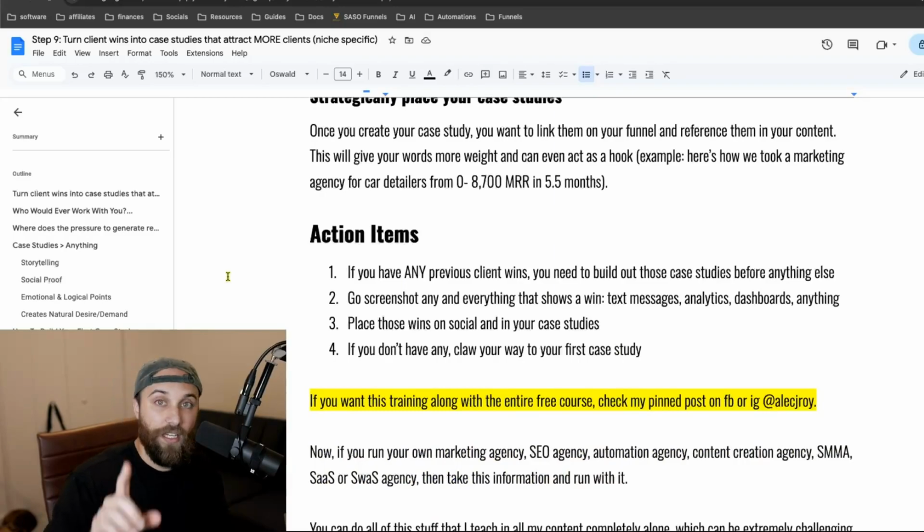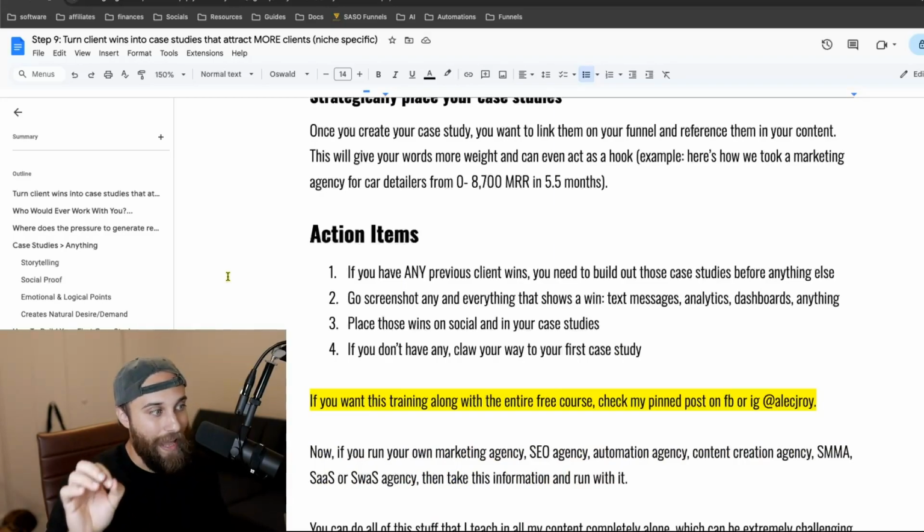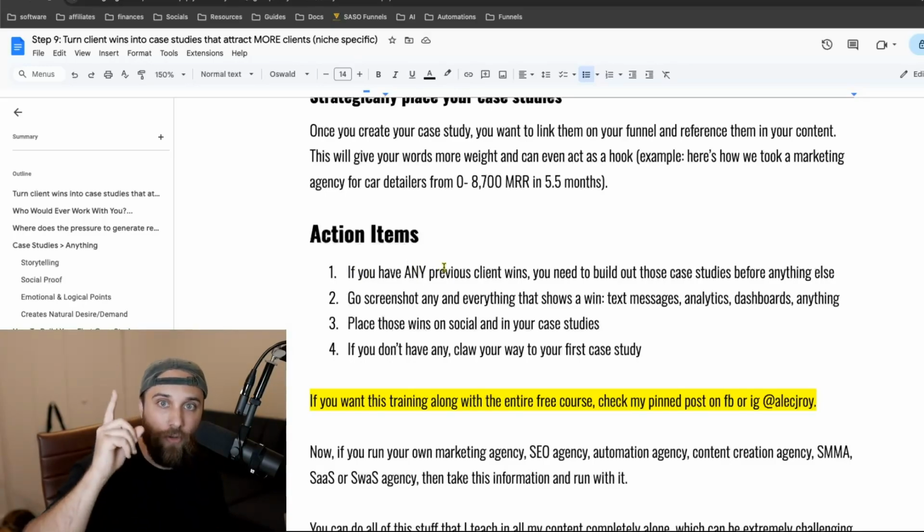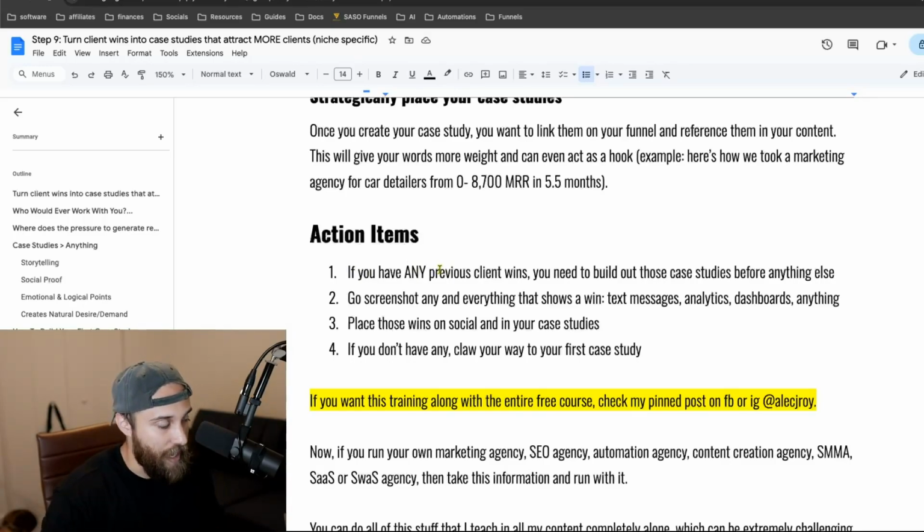Action items. Pay attention. If you have any previous client wins, you need to go and build those case studies right away. If you cannot interview them, that's fine. Type it up and basically explain the situation. But you need to do this. If you're thinking, by the way, oh, he said I could type it up so I can skip the interview, no, you're wrong. Stop. If you can have the interview, have the interview. If you can't, create it yourself.